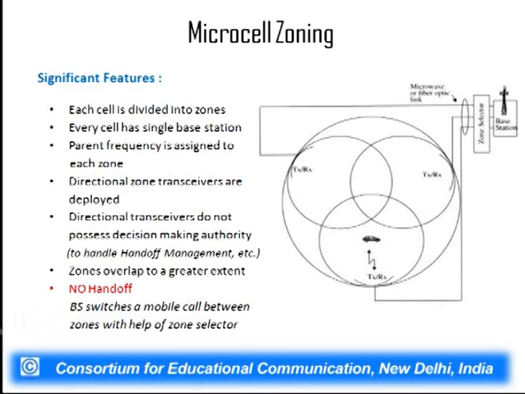Now here the zones can overlap to any extent, and this overlap gives enough time for the base station to switch a mobile call from one zone to another. So the switching can be easily done, and this is only because of this overlap. The fraction of the region that is overlapped can be configured according to how much time is required for switching the calls from one zone to another.